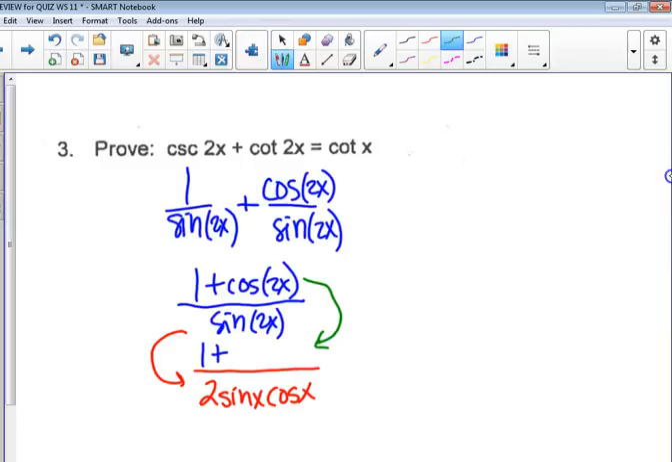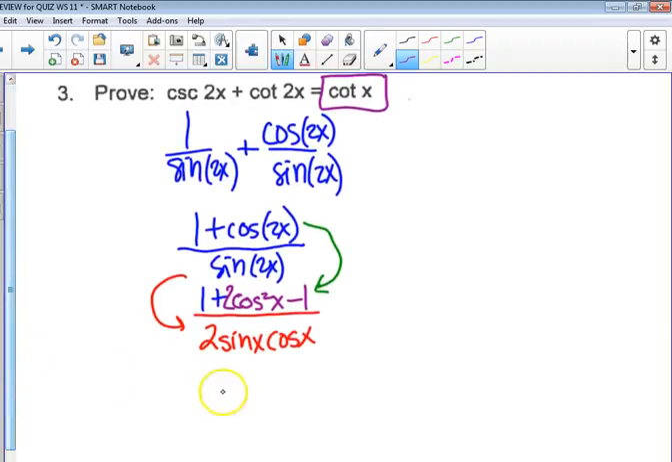Let's think about what we are trying to get to. We're trying to get to a cotangent, which might look like what right before that? Cosine over sine. So we want there to be a cosine in the numerator. So maybe the 2 cosine squared minus 1, because would that get rid of the 1 as well? Okay.